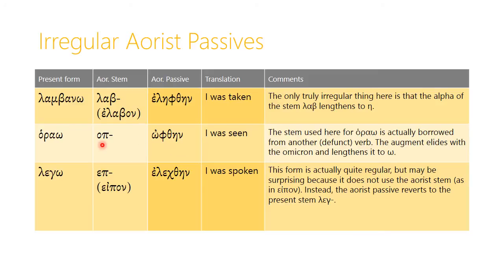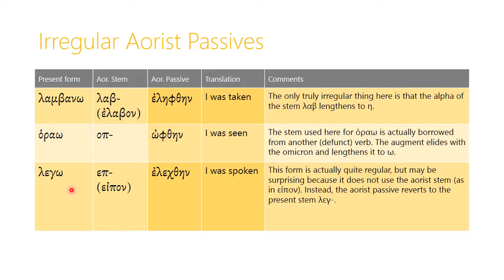How do we get there? Well, if you take op, and if you add the epsilon augment on the beginning, the epsilon and the omicron will come together, and sometimes what happens is that lengthens the omicron into an omega. Okay, so we might think that this is optthane. But again, predictably, the theta makes the P rough into a phi, and so we get ophthane. I was seen. So the key with horao is just to remember that we're working with a different stem that's been borrowed from another verb when we get to the aorist passive.